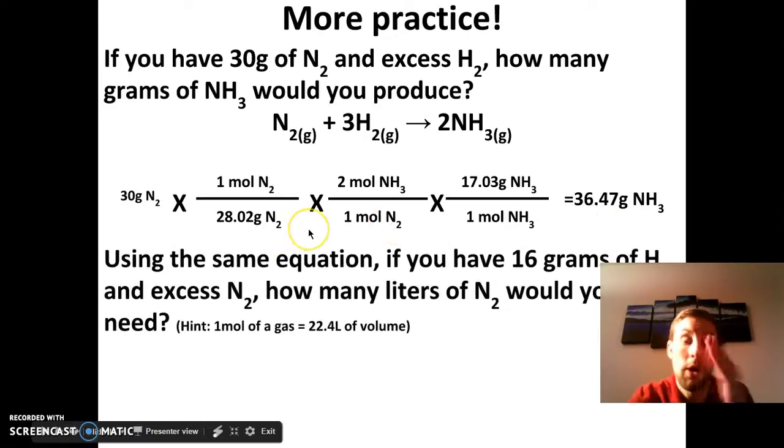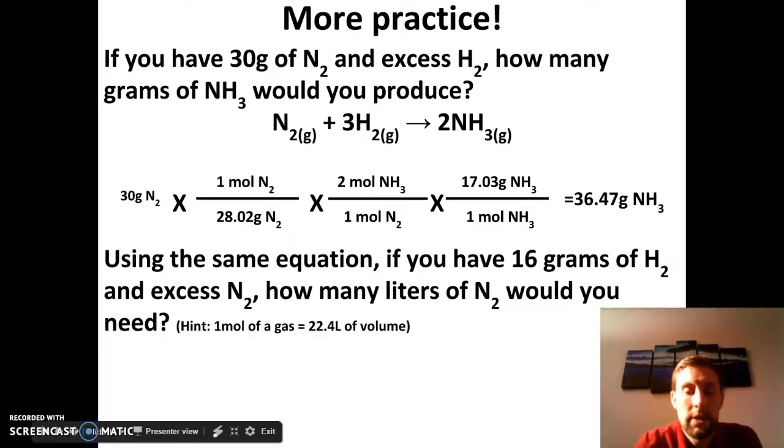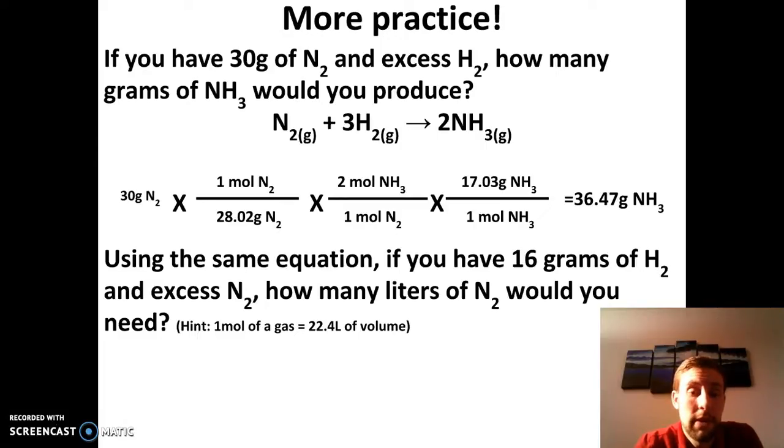Alright, let's try one more. It's going to be a little bit different. If we use the same equation, and we have 16 grams of hydrogen and excess nitrogen again. Oh, no, sorry, I flipped them this time. This time I have excess nitrogen. We're asking for how many liters of N2. So this is the volume. How much space does this N2 take up?